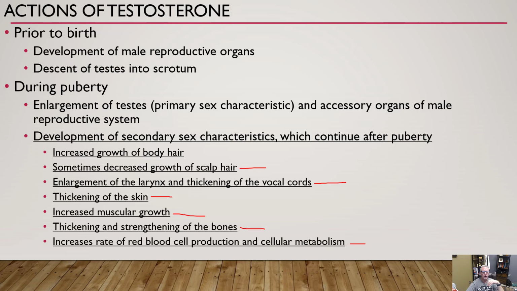Now, I don't know if you've heard, but there's a condition called PCOS, polycystic ovarian syndrome. It's actually a disorder in females where females produce abnormally high levels of androgens, particularly testosterone. It's actually going to result in females developing male secondary sex characteristics. So females can develop body hair, thick skin, muscle growth, strengthening of bones, deepened voice, stuff like that.